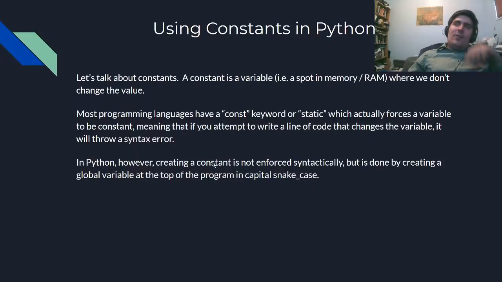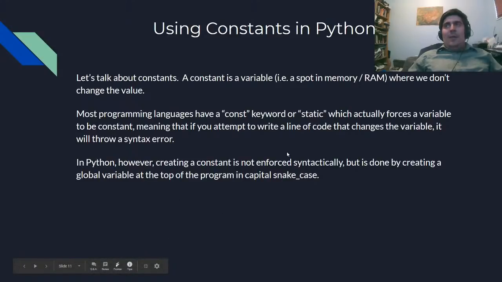Python, you see, we don't actually declare our variables with types, and there's no const keyword in Python. So basically, creating constants in Python is not enforced by the programming language, but it's just something that we do as a tradition. Okay, so what do I mean by that?